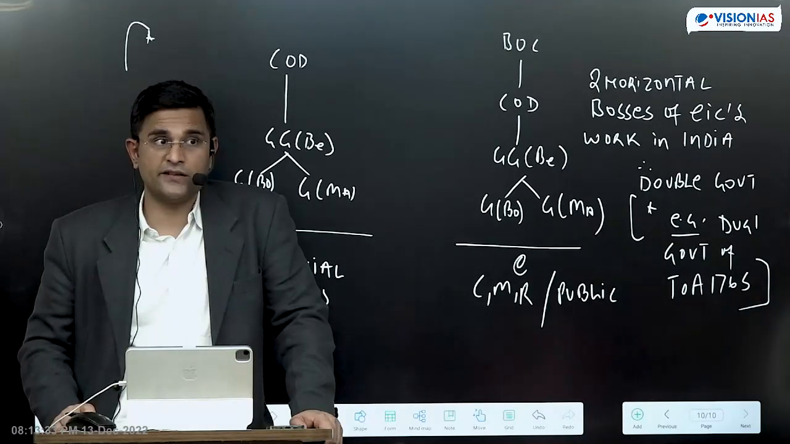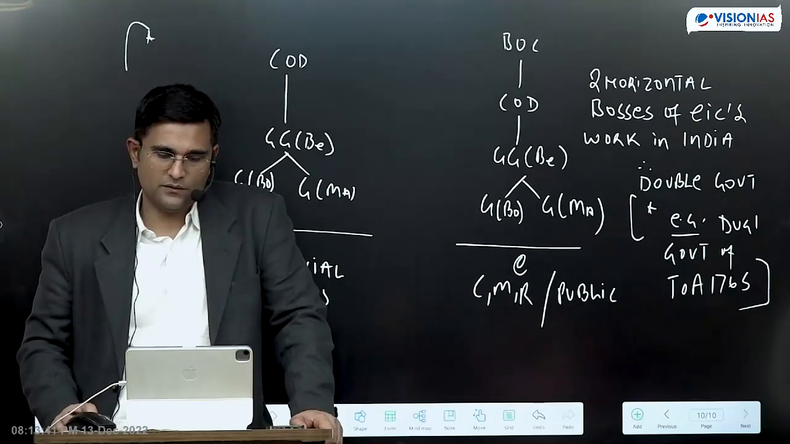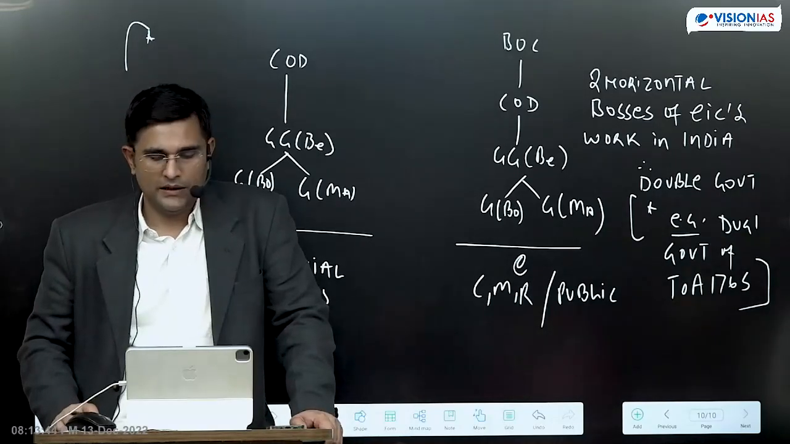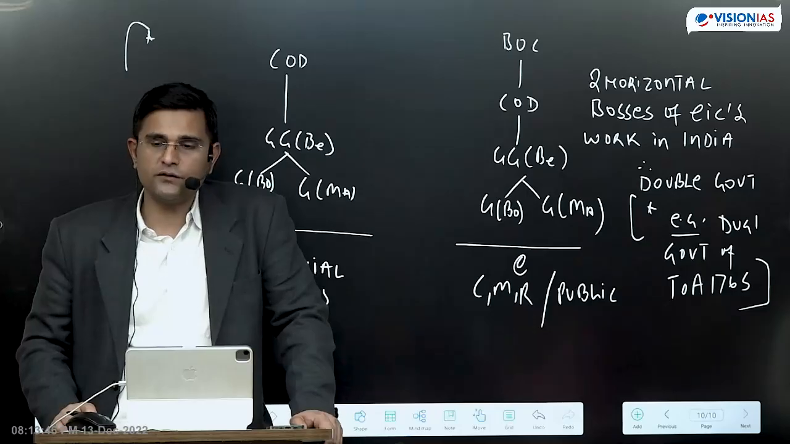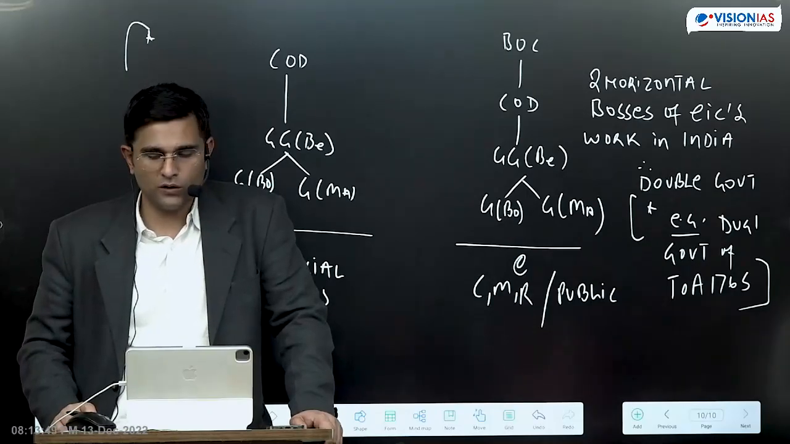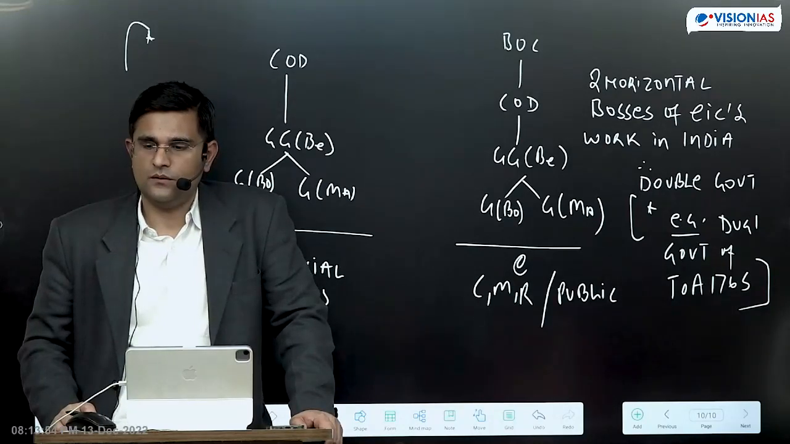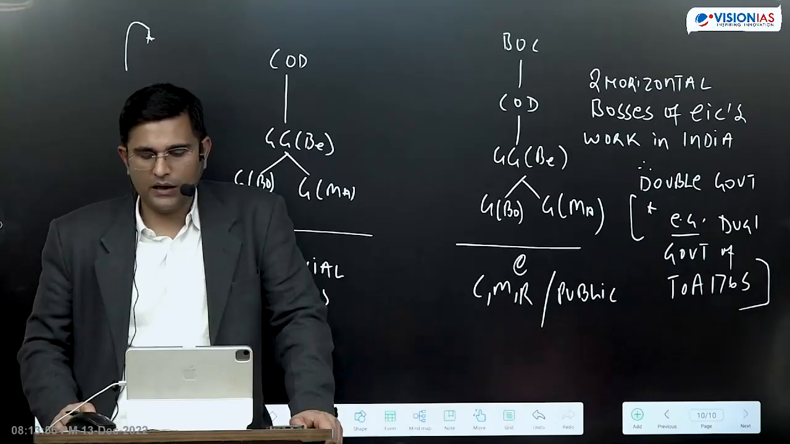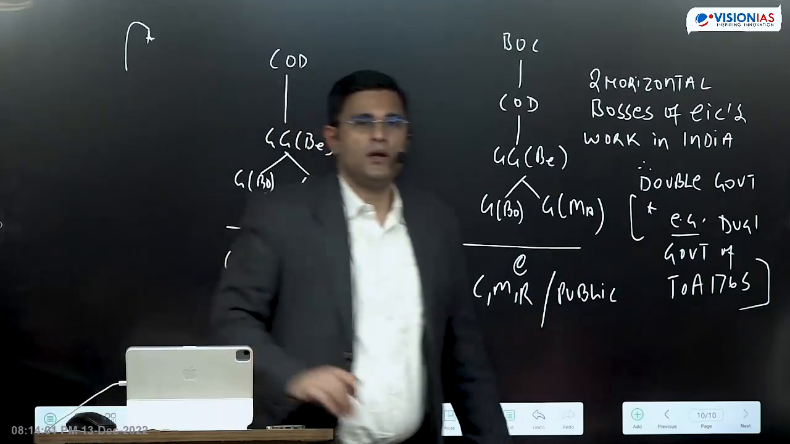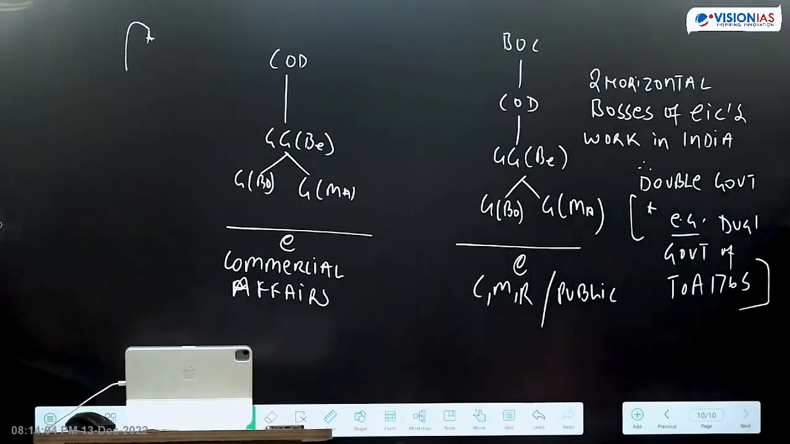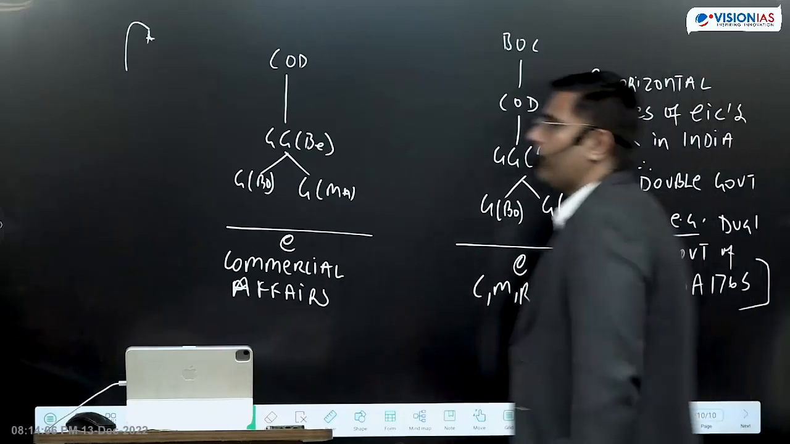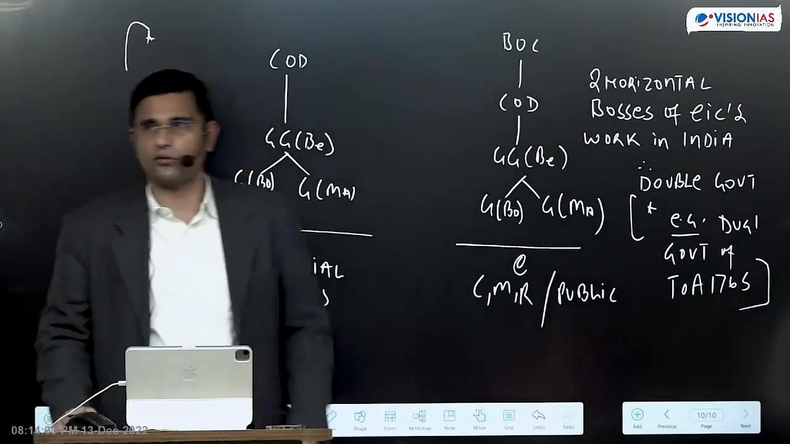In bracket स्टार लगा के vertical. Bracket is closed. Within CMR, GG Bengal now had 2 bosses. Therefore, dual control of GG Bengal, in brackets in public affairs, not commercial affairs, brackets closed.